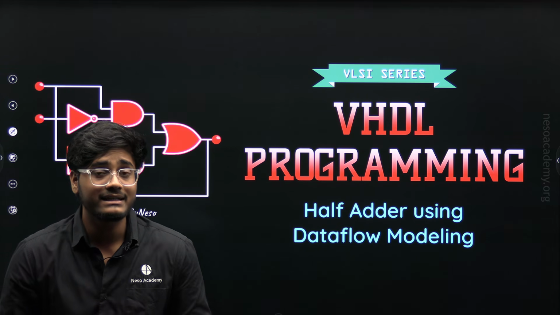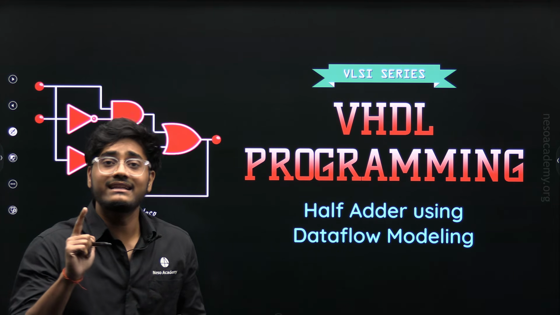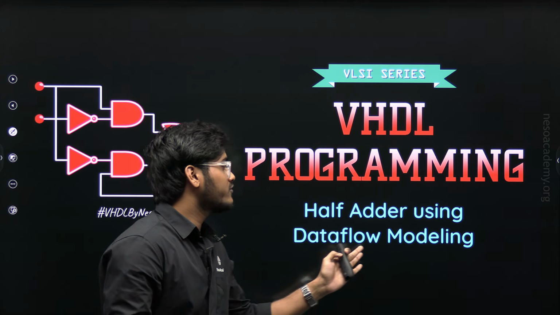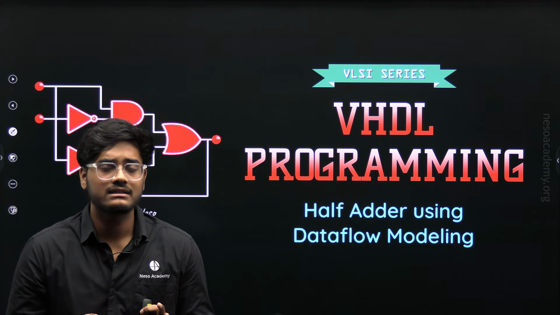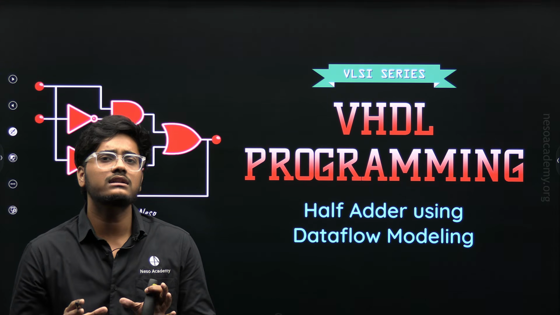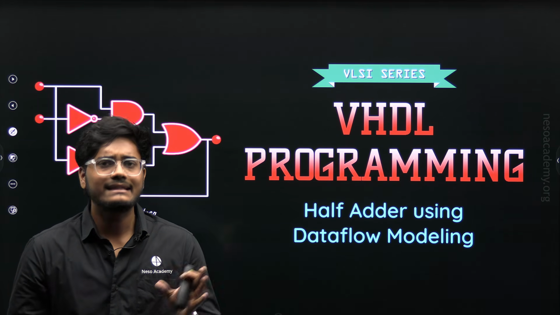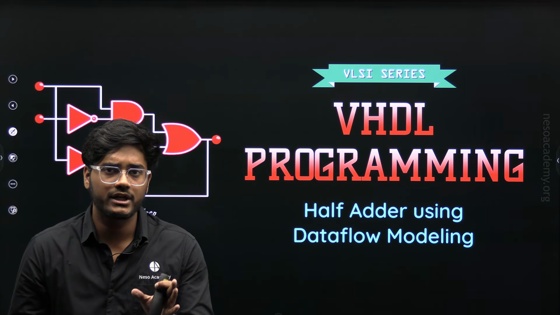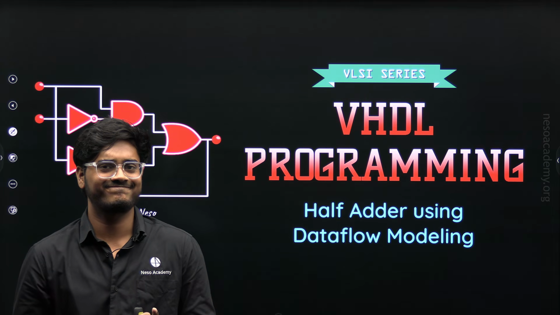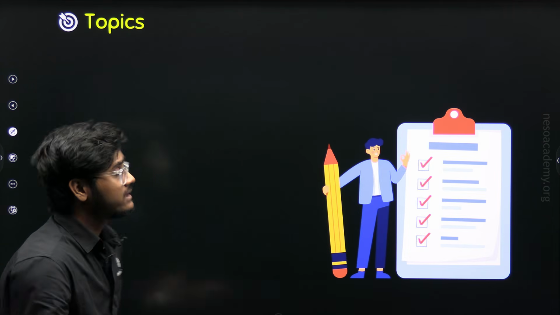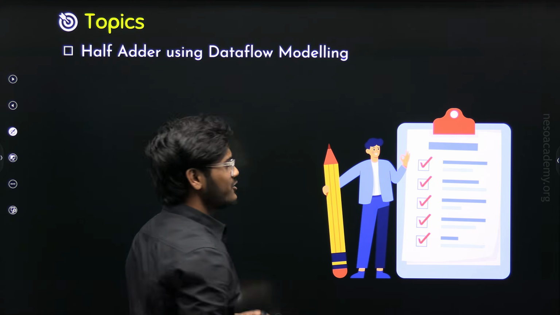And today we will implement the same circuit of half adder using the third and the last modeling style, data flow modeling. Now, among all three modeling styles, data flow modeling is often considered the easiest for combinational circuits because it directly describes the relationship between inputs and outputs using Boolean expressions. So today, we will implement the half adder using data flow modeling in Vivado.